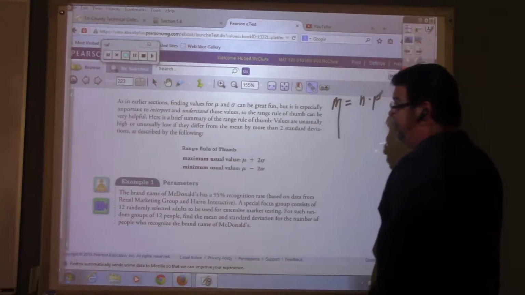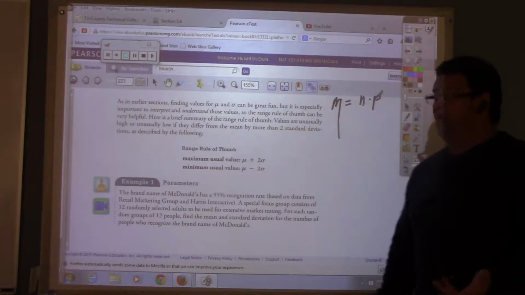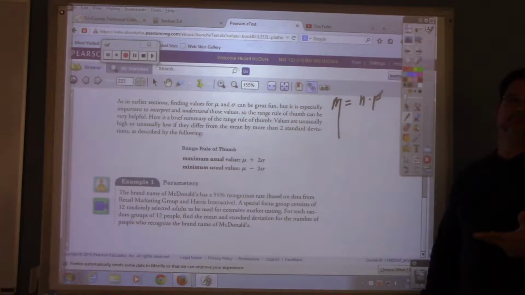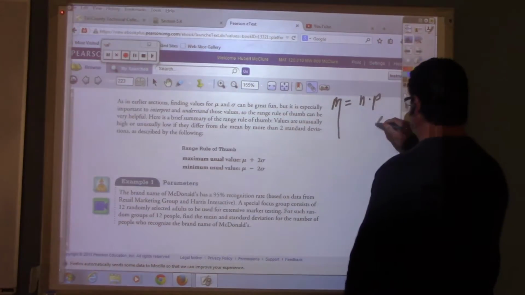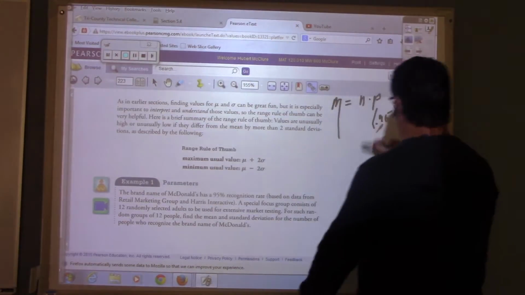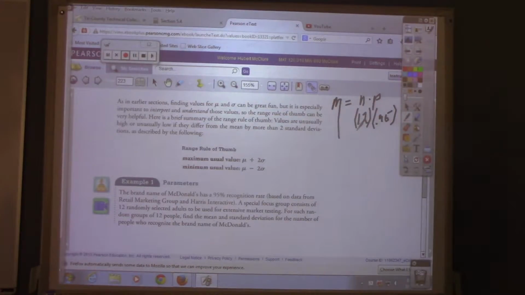Alright, you got two numbers here. You just got to figure out which one's N and which one's P. Which one will always be P? Percentage. Percentage, area, or probability will always be P. So P is 0.95. And 12 is your N.